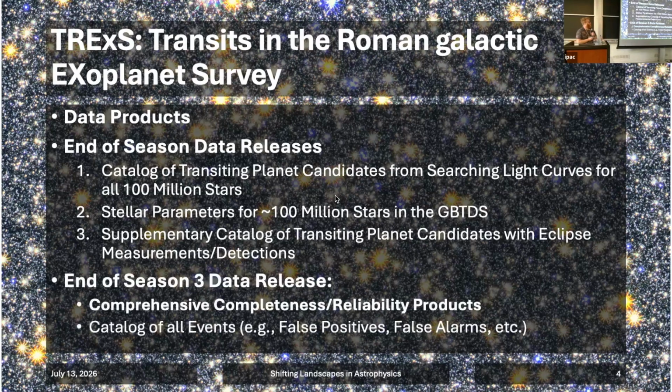And then at the end of season 3, once we are starting to get the data better understood, we'll do a more comprehensive completeness and reliability analysis. So all of that occurrence rate analysis that Phil talked about on the previous slide will be accessible to everyone in the field. These are the main goals of our team.